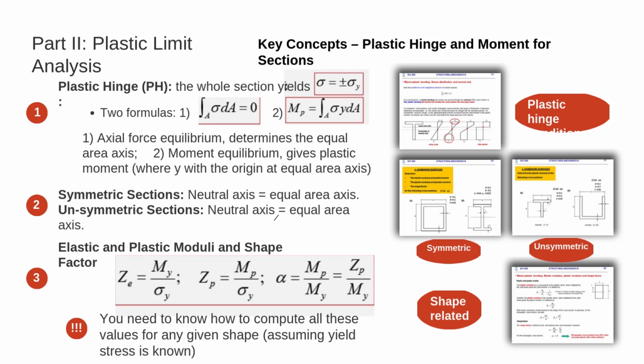For symmetric sections, the neutral axis equals the equal area axis. For unsymmetric sections, the neutral axis is not equal to the equal area axis. Elastic and plastic moduli and shape factor. Plastic hinge conditions: symmetric and unsymmetric. You need to know how to compute all these values for any given shape, assuming yield stress is known.